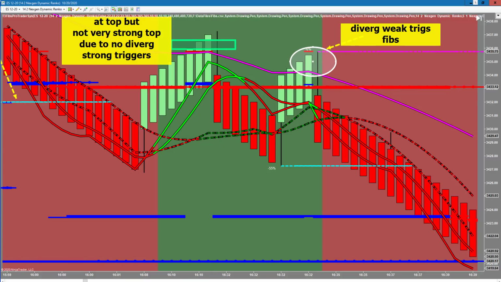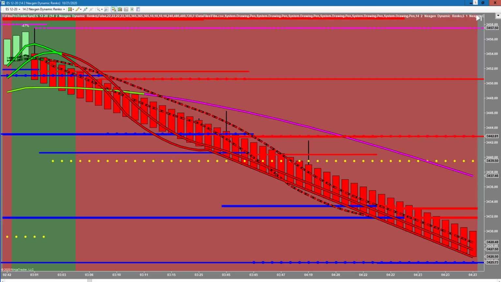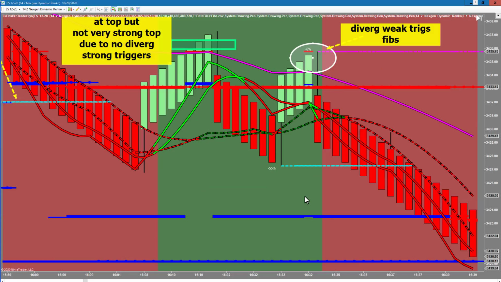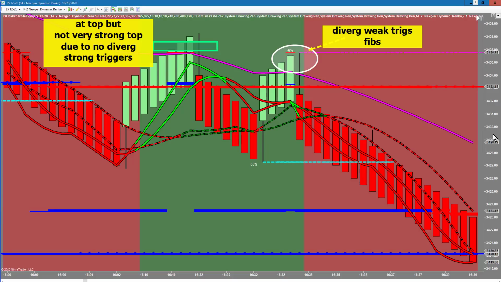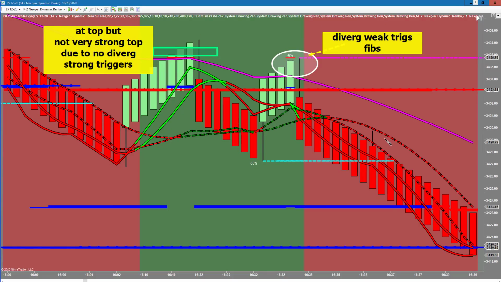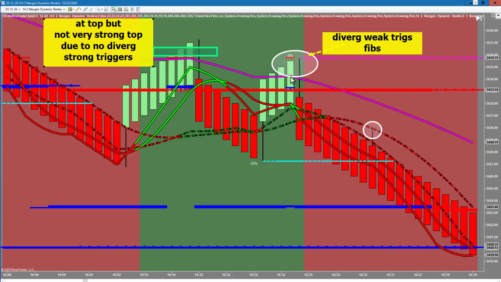Can you see your trend trade after that white circle? Oops, I just totally messed that up, didn't I? See if I get back. There we go. Can you see where your trend trade would be? After a great top, look at this one. Everybody give me a yes or a no. Divergence, weak triggers from the fibs, then you get a high probability short that pays big dividends.